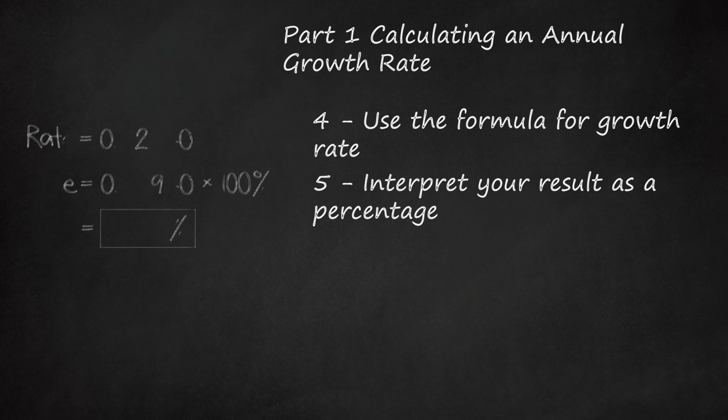5. Interpret your result as a percentage. The growth rate formula provides you with a final result as a decimal number. To convert this to a percentage form that makes sense to economists, multiply by 100%. You can then report the annual growth rate as a percentage figure.